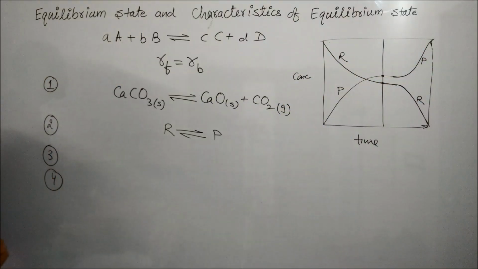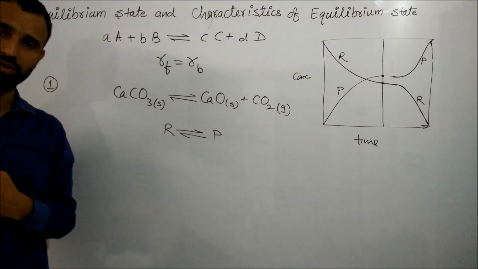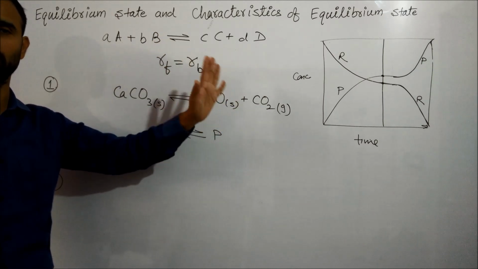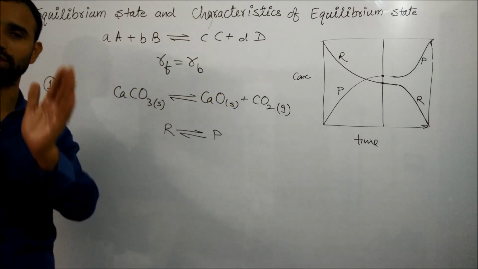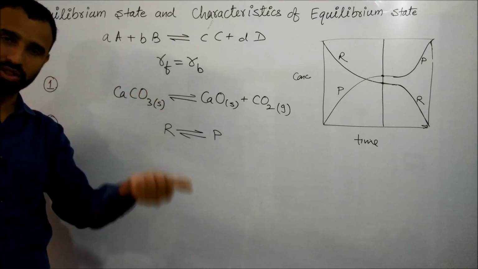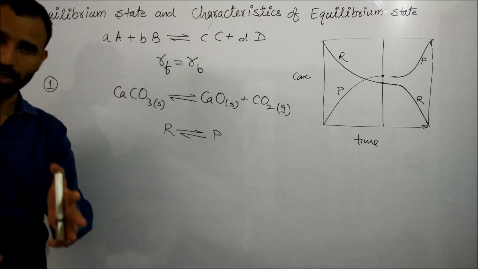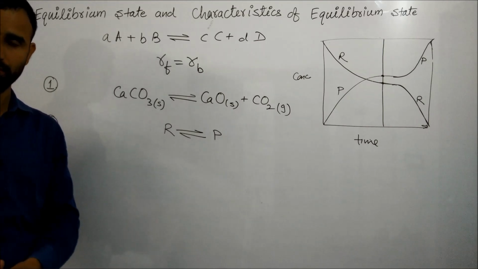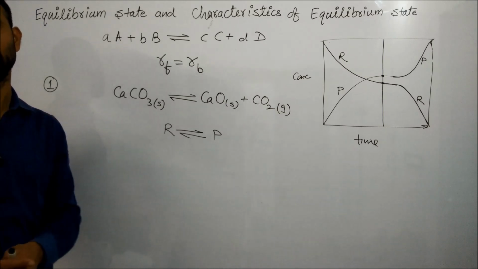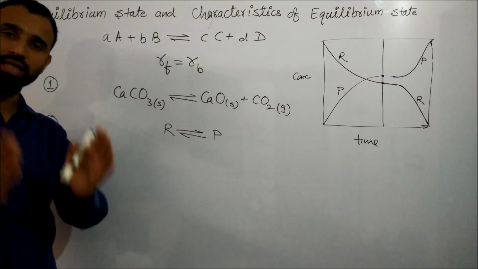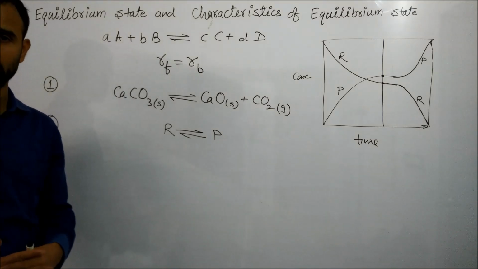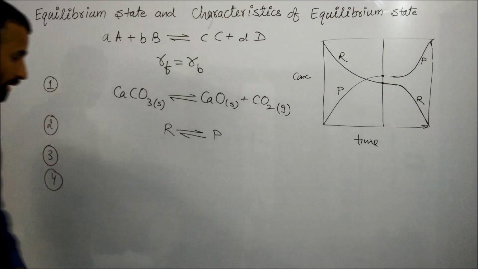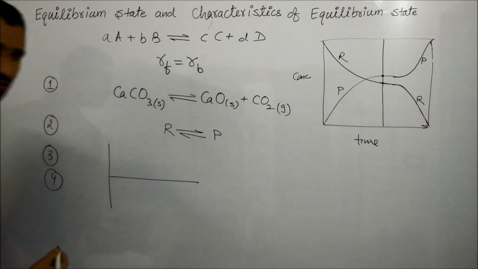Now, fourth point, role of catalyst. Catalyst does not change the value of equilibrium constant. The value of equilibrium constant is the same in the presence or absence of catalyst, but equilibrium can be achieved in lesser time if we use a catalyst, because catalyst increases the rate of forward reaction as well as the rate of backward reaction.